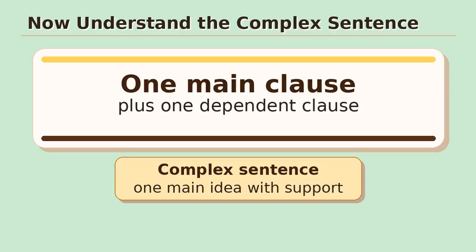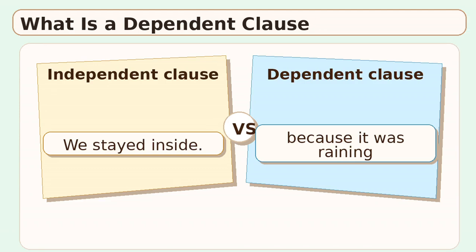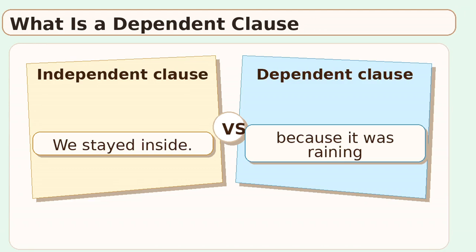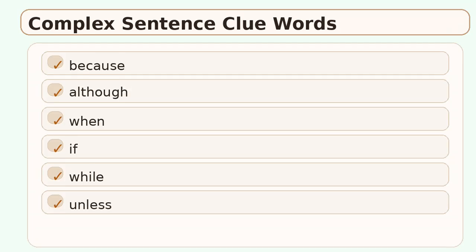A complex sentence contains one independent clause and at least one dependent clause. The dependent clause adds time, reason, condition, contrast, or some other supporting meaning. A dependent clause has a subject and a verb, but it cannot stand alone. It needs the main clause to complete the meaning. Many complex sentences begin with clue words such as because, although, when, if, since, while, after, before, and unless. These words often introduce the dependent clause.